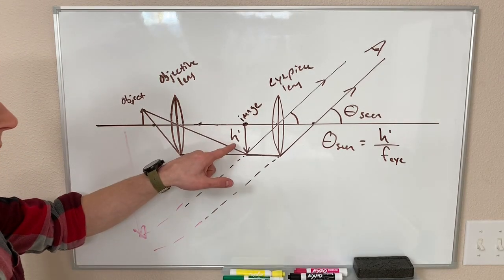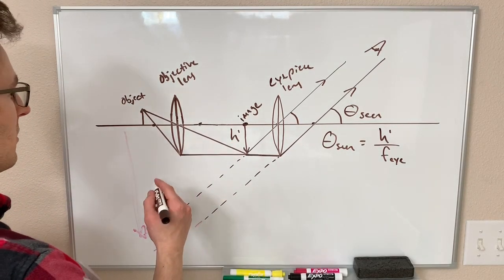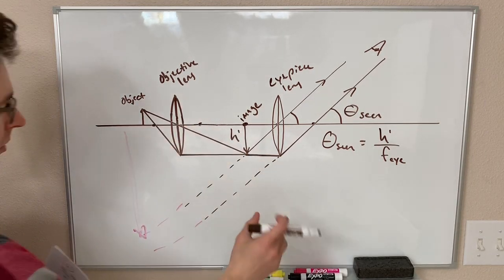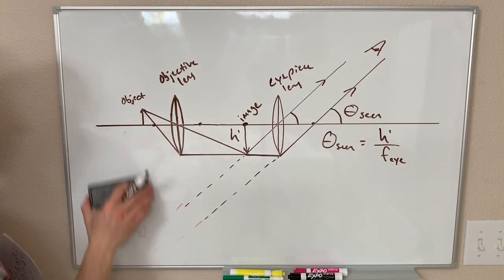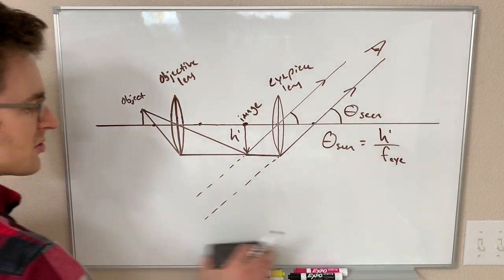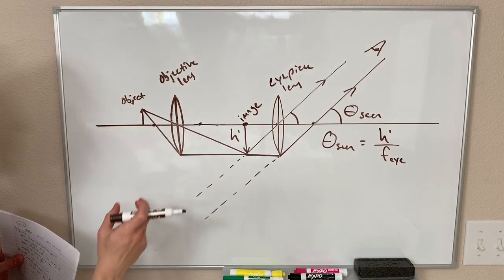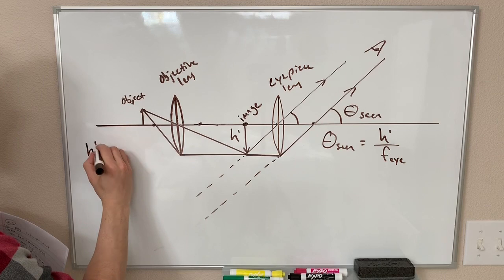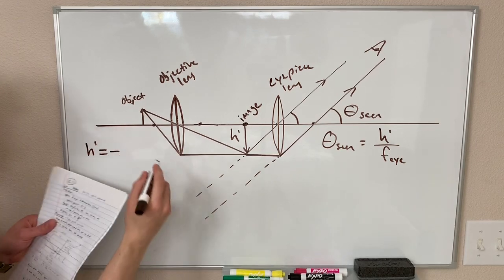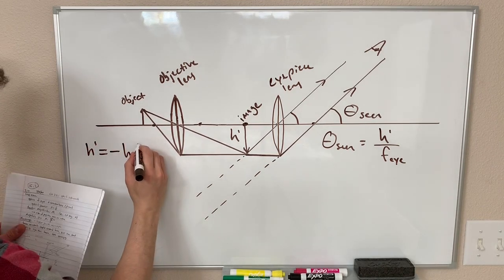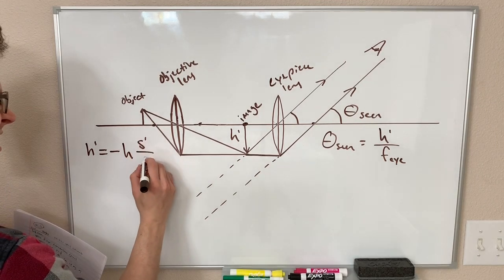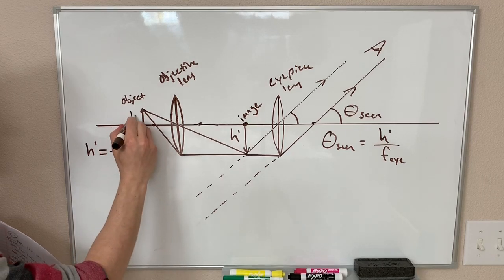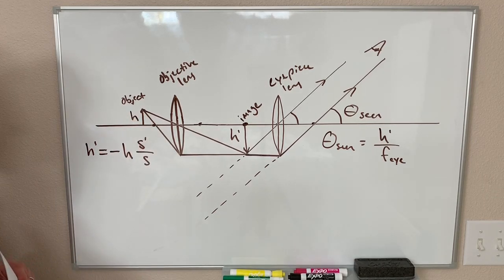We also know how big h prime is. So note that from the objective lens information, we learned these equations before. I'm going to clear a little bit of room here. h prime is related to the ratio of the object and image distances. So that is, h prime is equal to minus h times s prime over s. That is the image distance divided by the object distance times the actual size of the object.